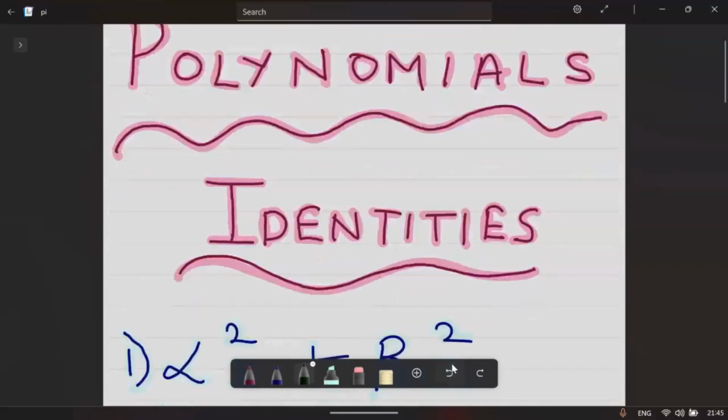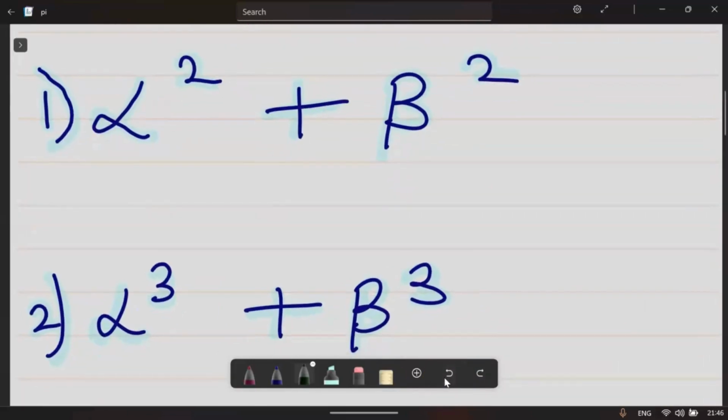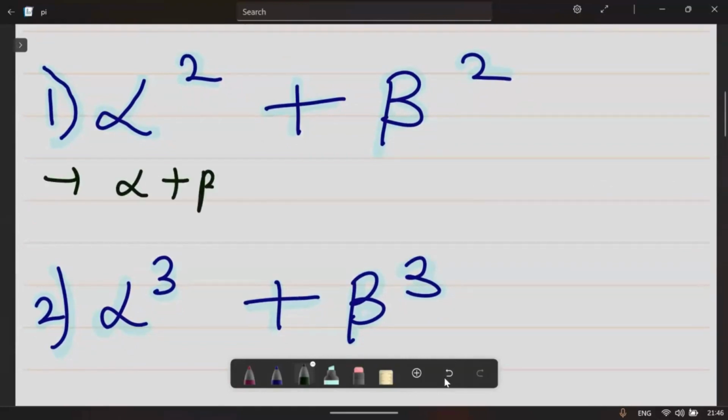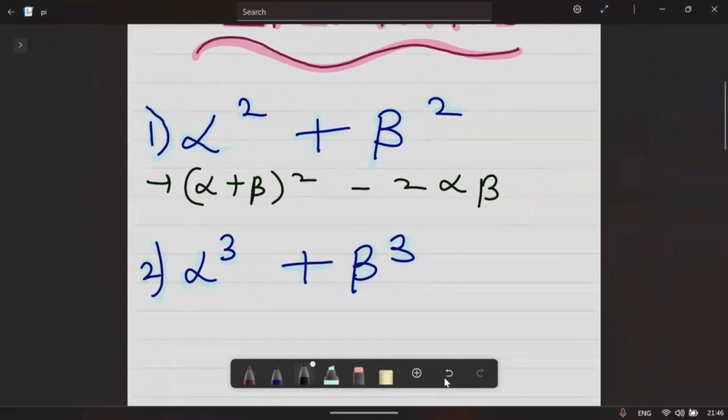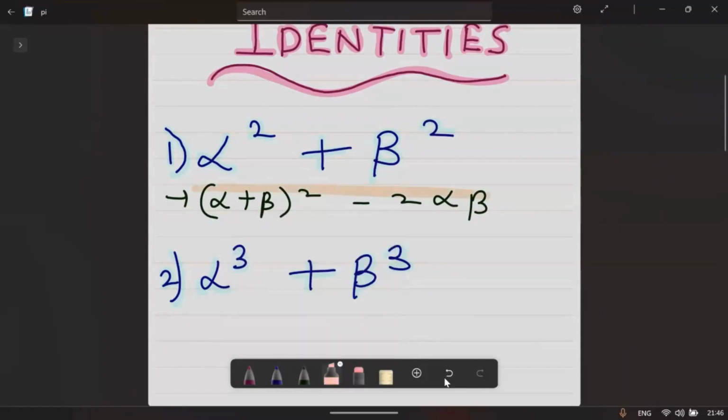Let's get going. The first identity is alpha square plus beta square. Whenever you have to find alpha square plus beta square, you are going to use this identity. It is very simple, children. It is alpha plus beta whole square minus 2 alpha beta. Very simple identity. Just memorize these identities. These are very important, okay?